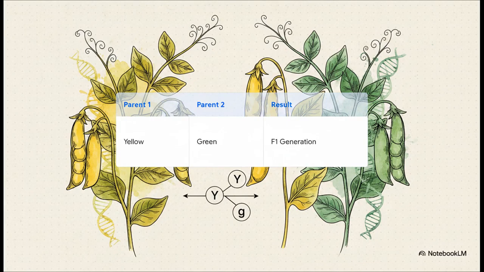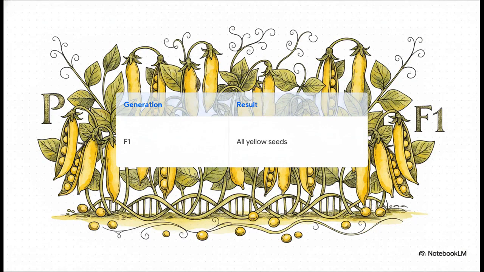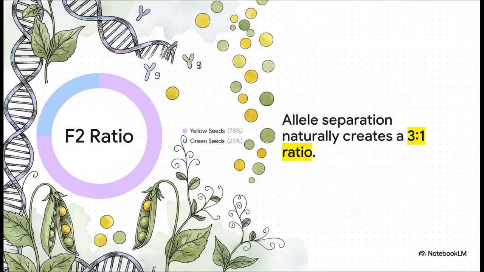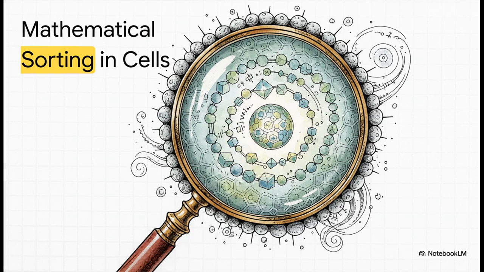Let's look at Mendel's classic monohybrid cross. He started with pure yellow and pure green parent plants. In that first F1 generation, every single offspring plant turns out entirely yellow. The green just vanishes. But wait, when those F1 plants reproduce, that hidden green trait surprisingly pops right back up in the F2 generation. This random mixing of alleles naturally creates a super precise 3-to-1 ratio of yellow to green seeds.